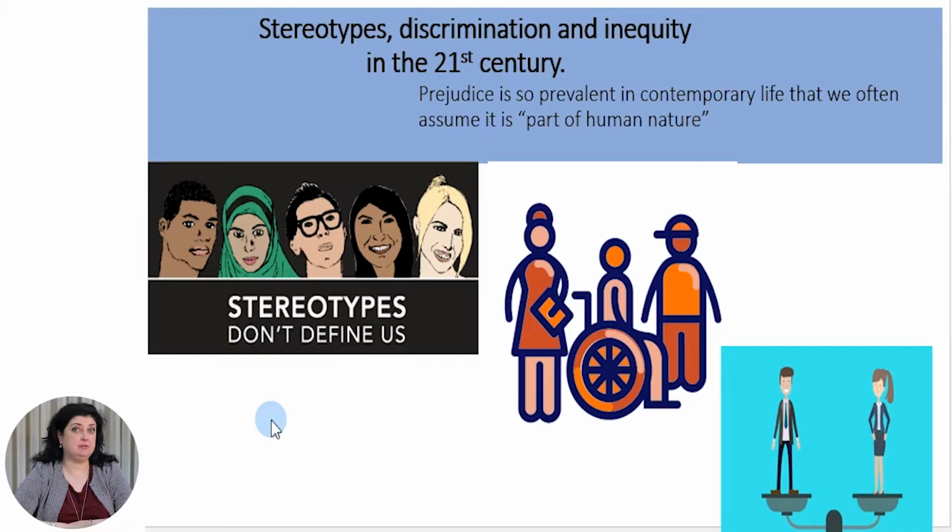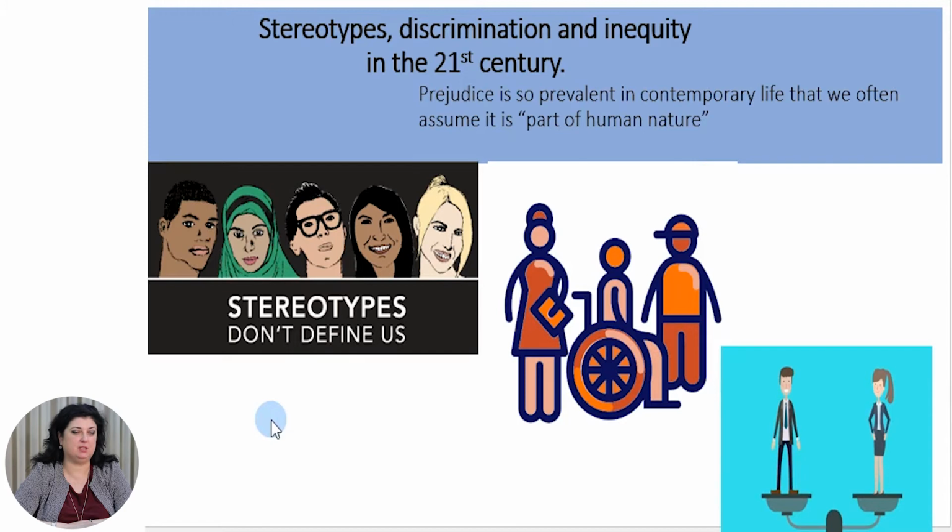Dear students, today we are going to talk and discuss stereotypes, discrimination, and inequity in the 21st century. Look at the quotation. Prejudice is so prevalent in contemporary life that we often assume it is part of human nature. Think about this phrase. Do you agree or disagree with this?